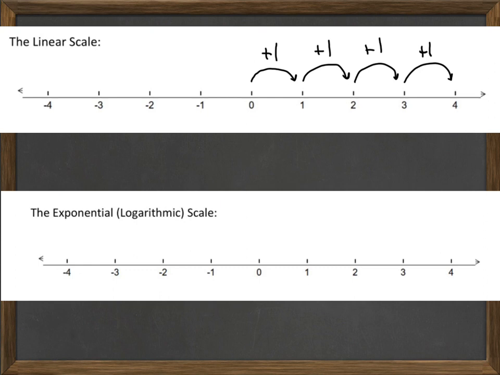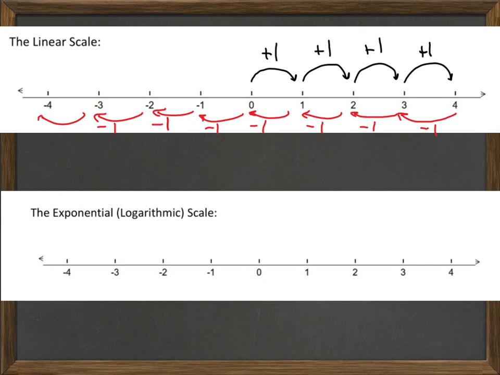scale does. If we want to move in the other direction, from, for example, 4 to 3, we would subtract 1. From 3 to 2, subtract 1. 2 to 1, subtract 1. 1 to 0, subtract 1, and so on and so forth. And that's how the linear scale works. It works for negative numbers as well as positive numbers. When we move left, we subtract 1, and when we move to the right, we add 1.